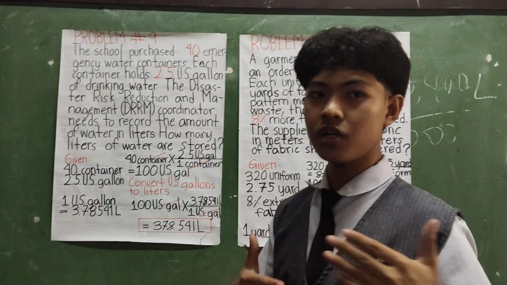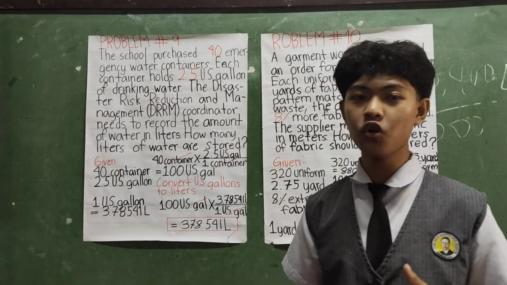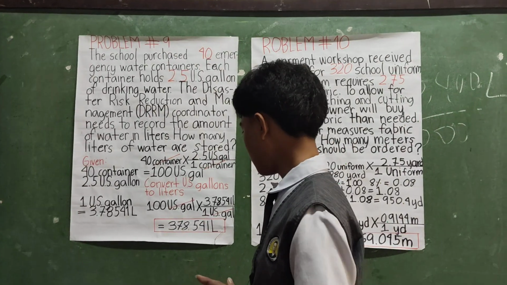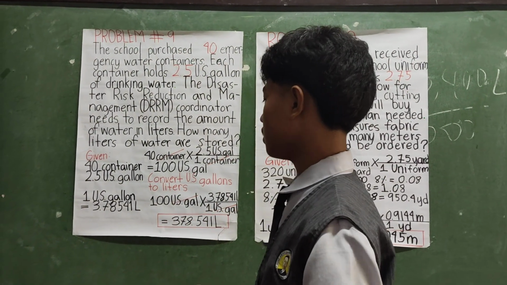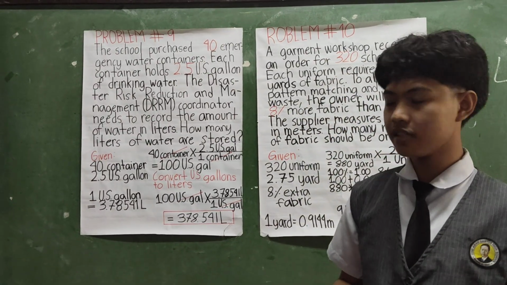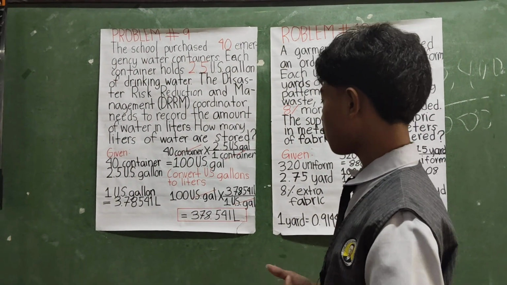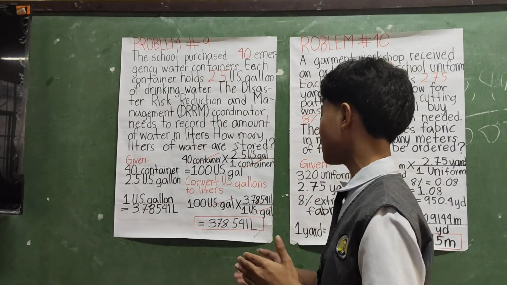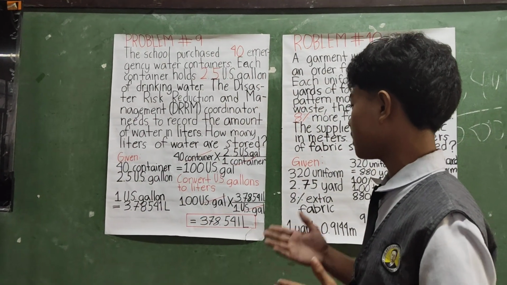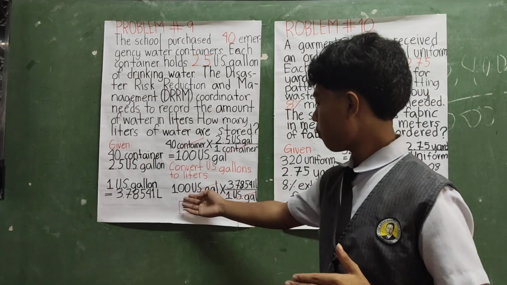So step number 2 is to convert US gallons to liters. 1 US gallon is equivalent to 3.78541 liters in factor conversion. So to find the total amount of liters in 100 US gallons, we multiply it by 3.78541 liters.